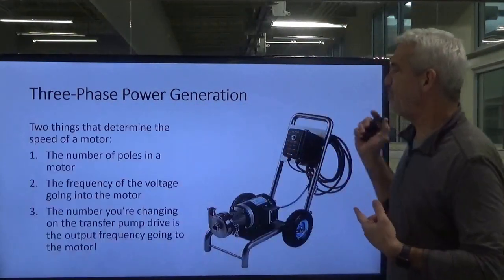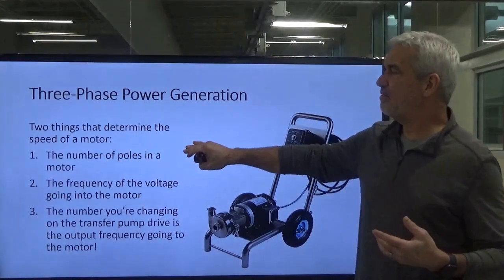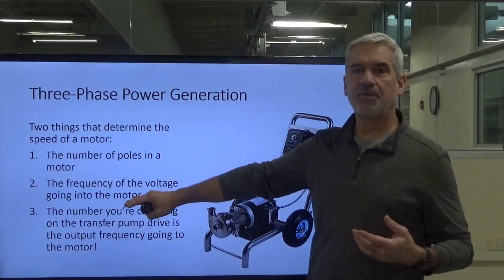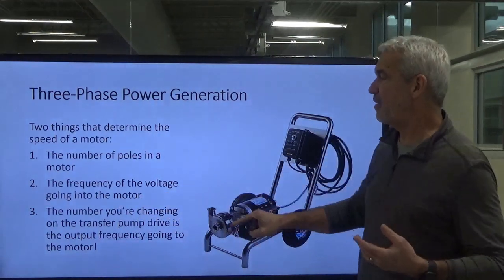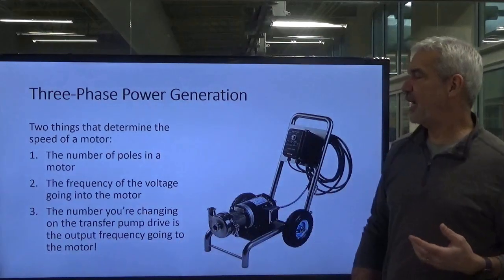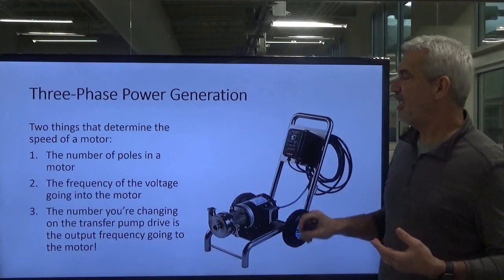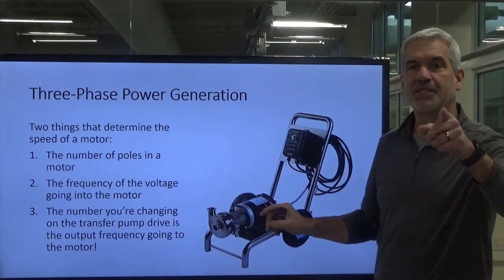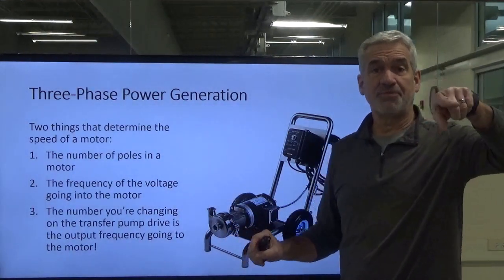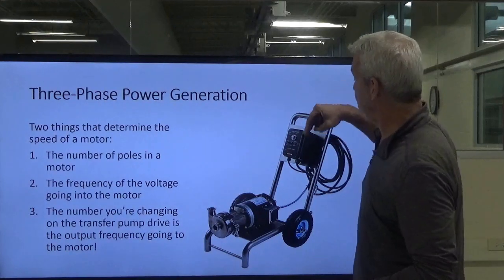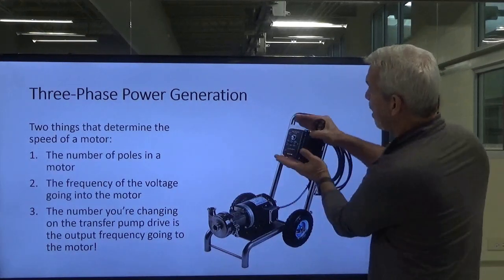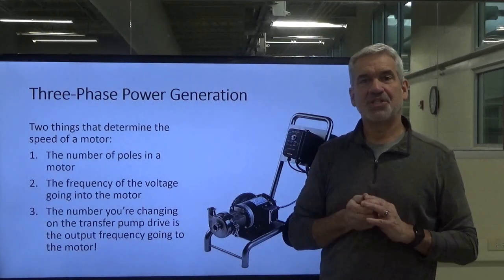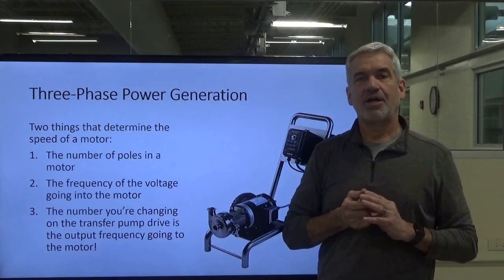Not really. But anyway, the 2 things that determine the speed of the motor are the number of poles and the frequency of the voltage going into the motor. On the transfer pump, for example, you're actually changing the output frequency going into that motor. Here's a little fun fact that you're going to learn when we get into variable frequency drives. We can take 60 volts of input power coming into our drive unit, okay? We can take 60 volts and we can get as much as 90 to 120 hertz coming out.